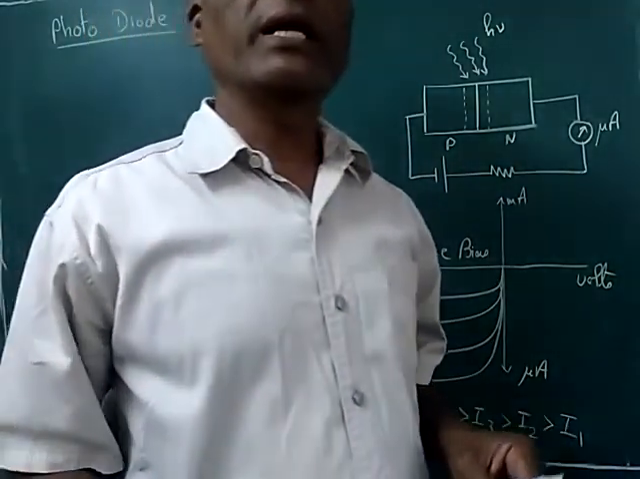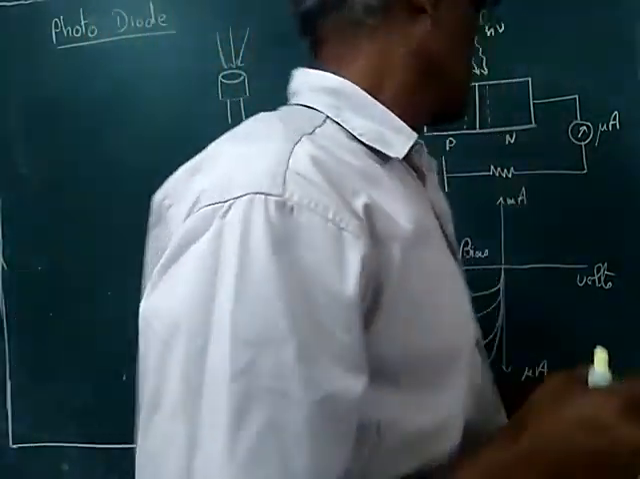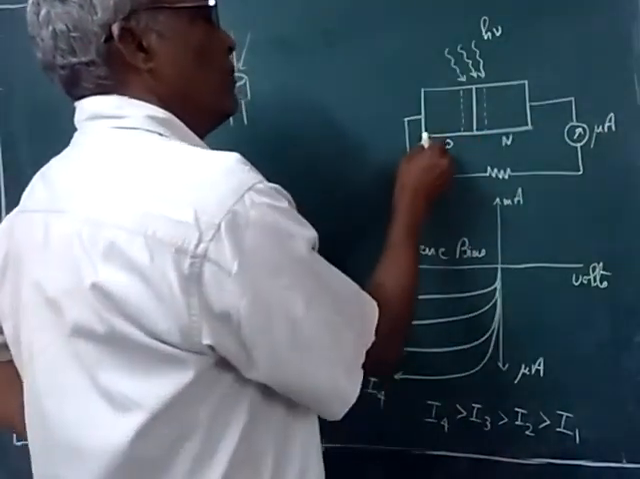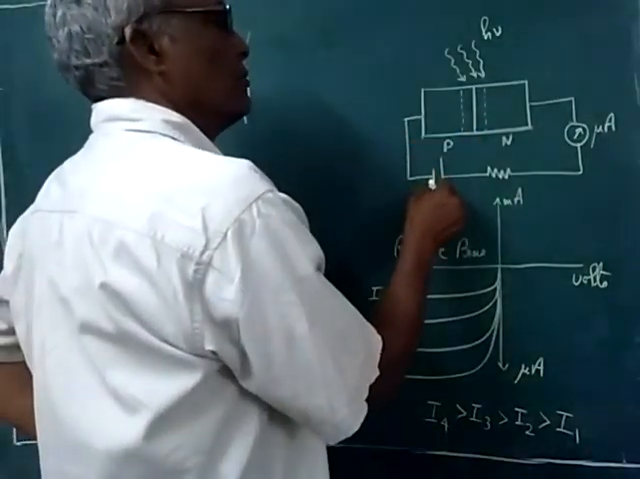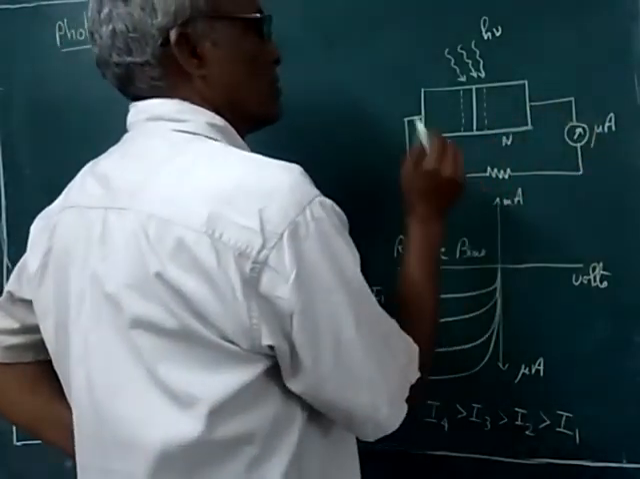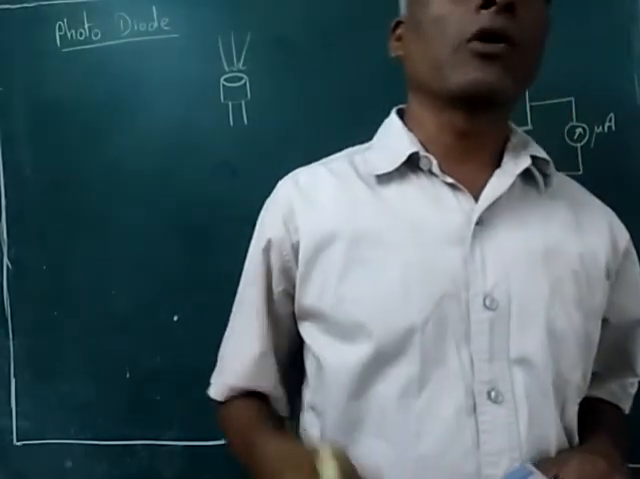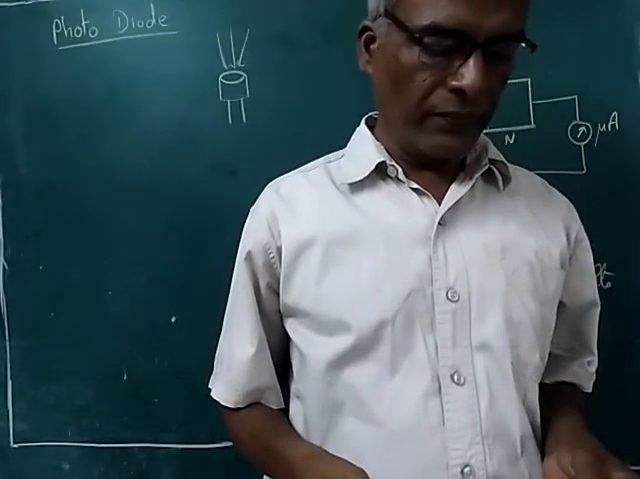It is operated under reverse bias condition. So this is P-type material, this is N-type material. P-type is connected to negative and N-type is connected to positive. Therefore, the PN junction diode, or photodiode, is reverse biased.